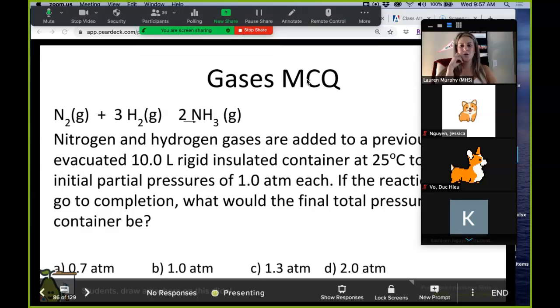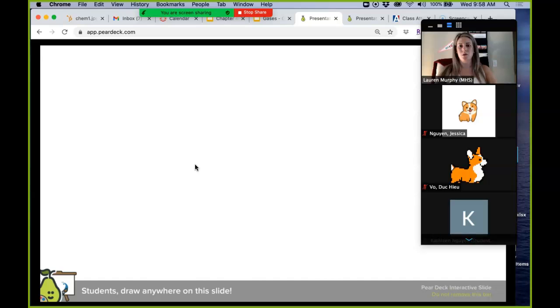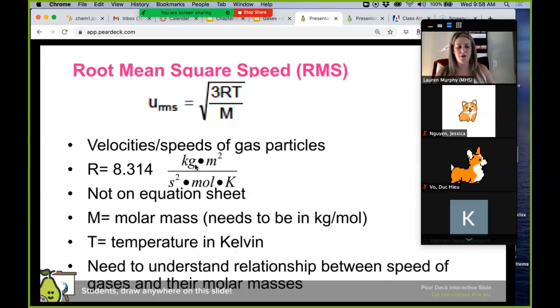Okay, so this is where we ended last class, talking about just gases MCQ. We did an ICE chart with it and treated it like a limiting reactant problem. So right now we're going to talk about this concept of root mean square, and I don't necessarily need you to know the root mean square concept.